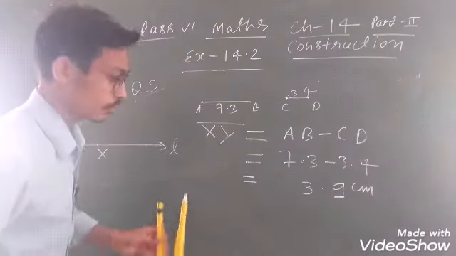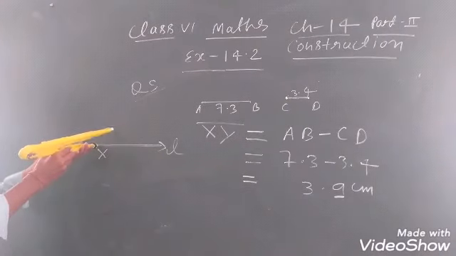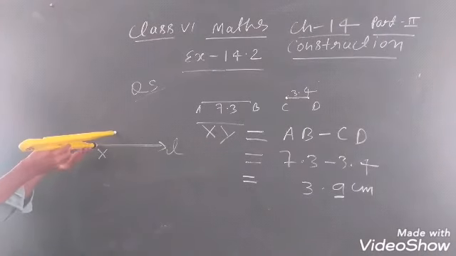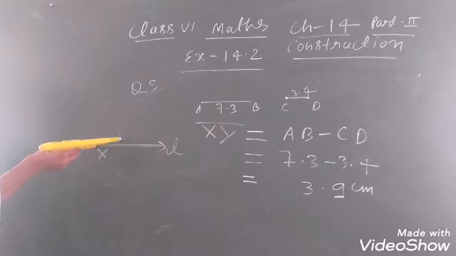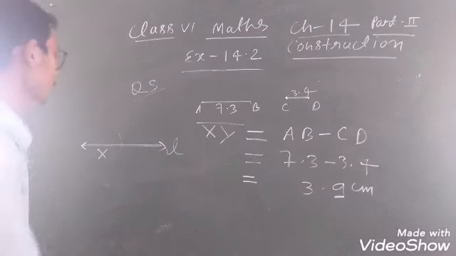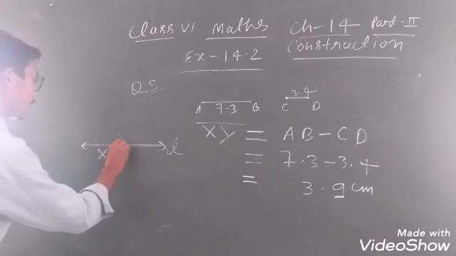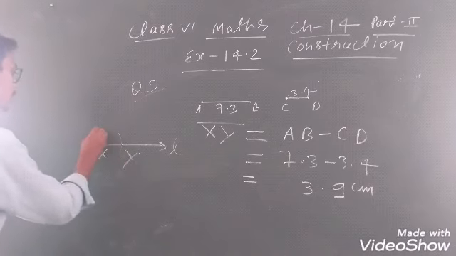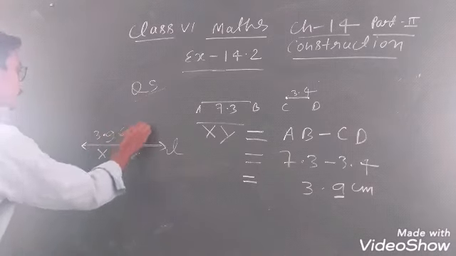So from X we have to mark 3.9. So 3.9 you have to mark now. Be careful. Use your compass like that. Okay? So this is our 3.9. Clear student? So this is X and this is Y. This is 3.9 centimeter.